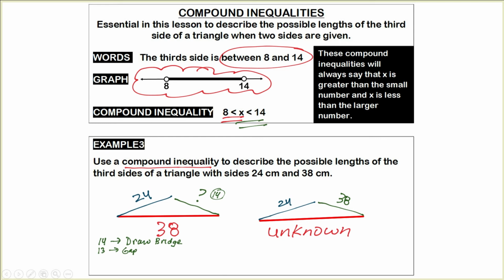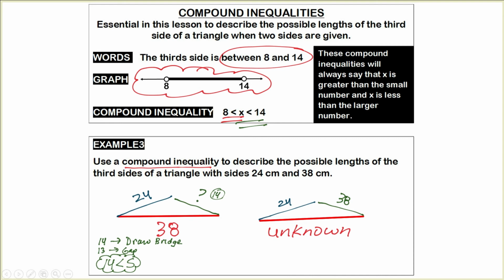So what we need is we need a triangle. We don't want a drawbridge. We don't want a gap. So we need our side, the unknown side, to be greater than 14. So this is the first part of our answer. All right, so anything greater than 14 will make a triangle.